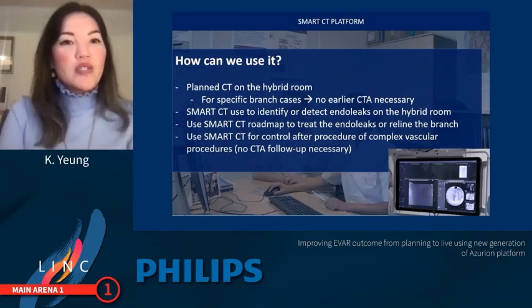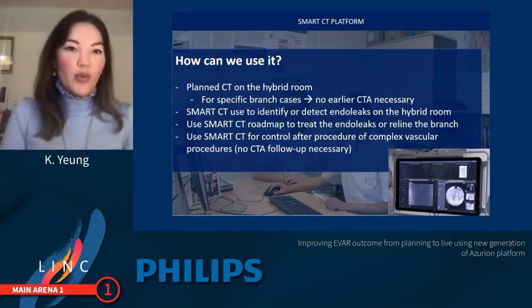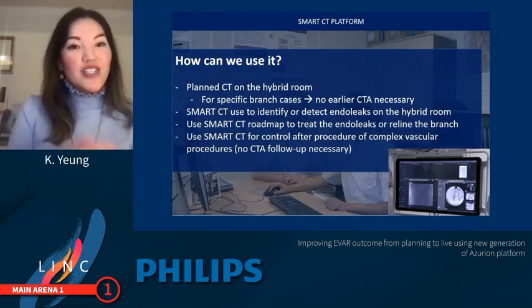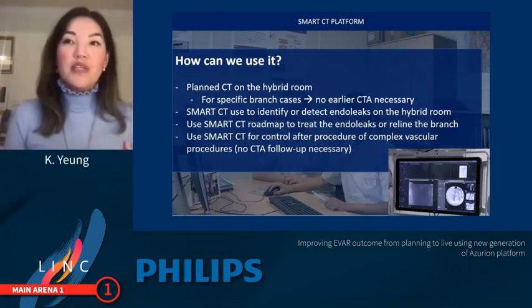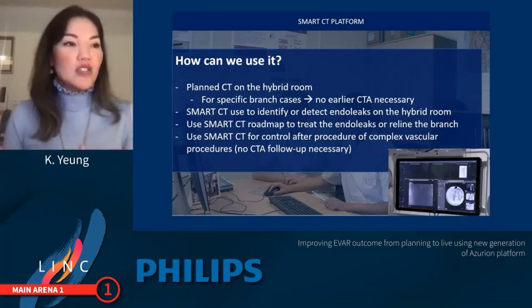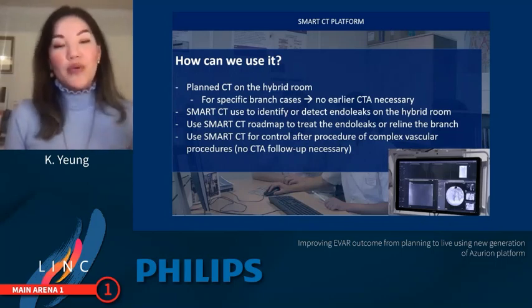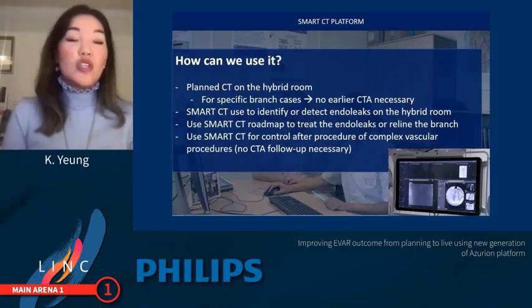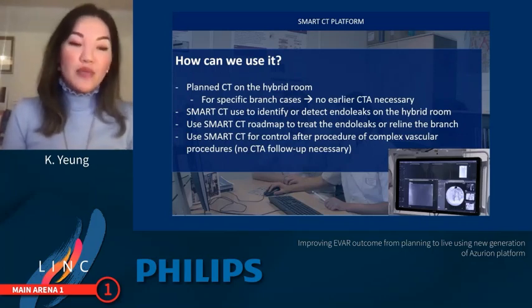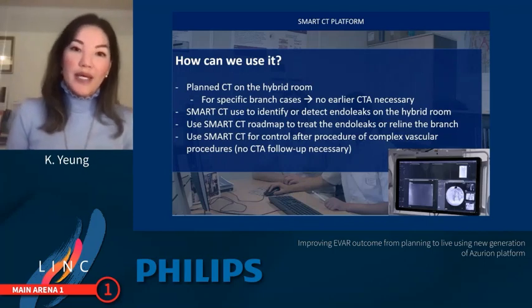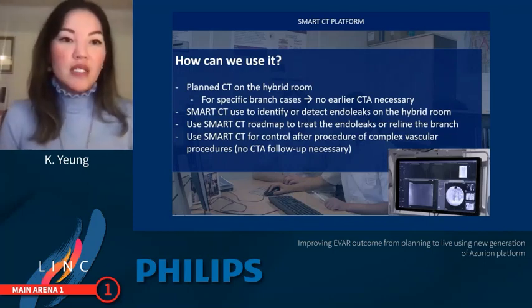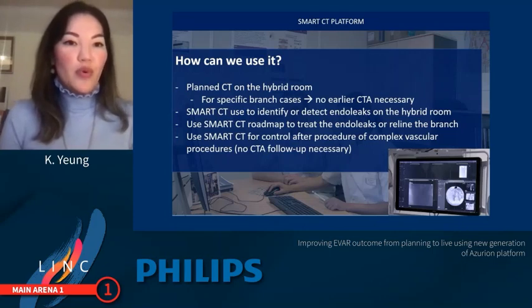So let me summarize how we can use the Smart CT platform. You can plan the CT in the hybrid room, also for specific branch cases, like if you have an EVAR procedure that you perform staged and you have left one branch open, you want to see if this branch is still open or if anything happened with that branch, because sometimes it gets occluded in your waiting time. You can decide to perform a Smart CT in the hybrid room so the patient doesn't have to come back to perform an earlier CTA to evaluate the procedure before.